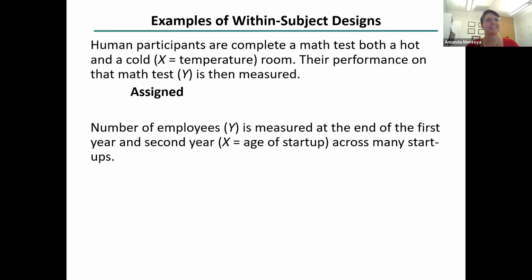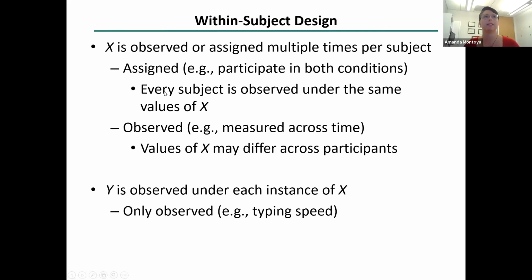Okay, we've got some mixed feelings on this one, which I think is fun. So this example is I think a really important one because it points out some of the differences between the way that we think about between subjects designs and within subjects designs. So again, when we talk about the distinction here, the core aspect is that when X is assigned, every subject is observed under the same values of X. Whereas when X is observed, then the values of X may vary across participants.